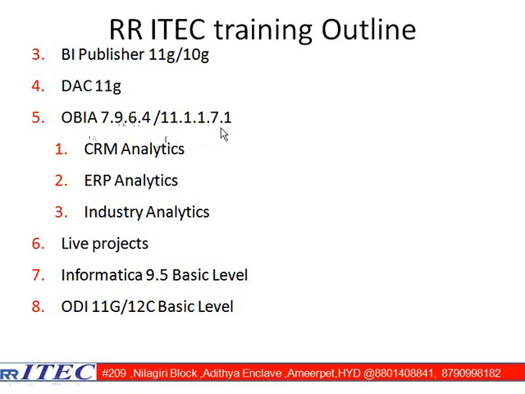The 11117 version is a combination of ODA plus OBIEE. These analytics are divided into 3 types: CRM, ERP, and industry. Those all 3 things are going to be discussed here. Next, a live project will also be going on, along with Informatica 9.5 basic level and ODA basic level.